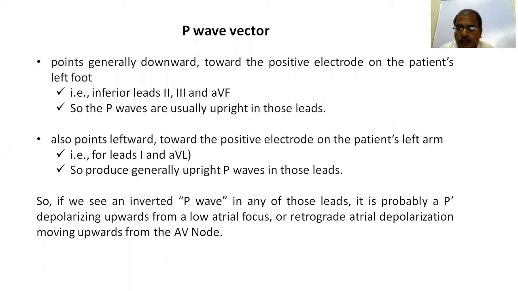So this is what you have to remember. Whenever you see a negative P wave in lead 2 or lead 3, you should always think that an ectopic focus is there, which is lying lower in the atrial chamber.